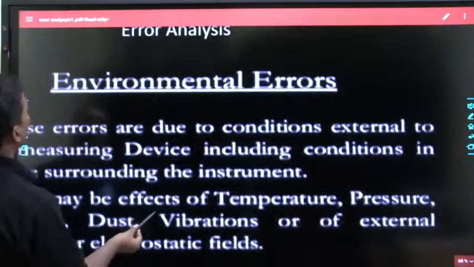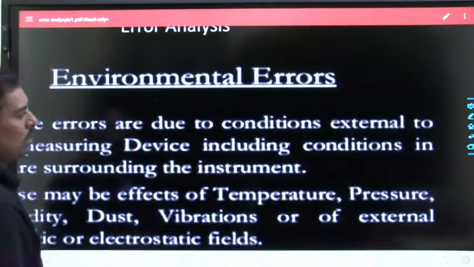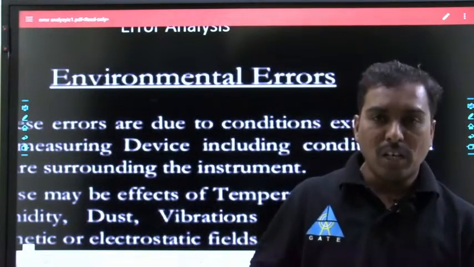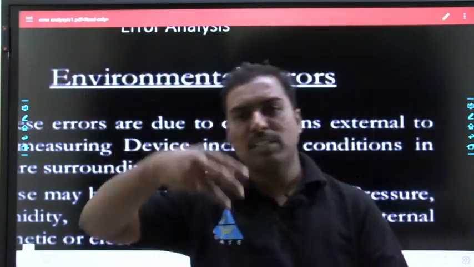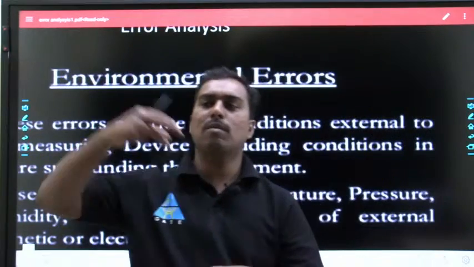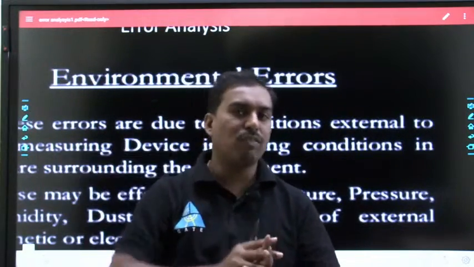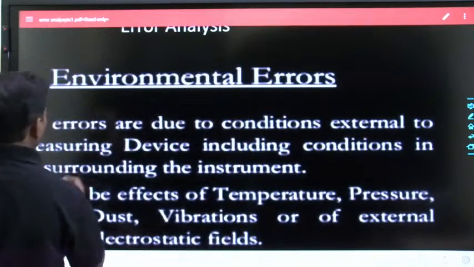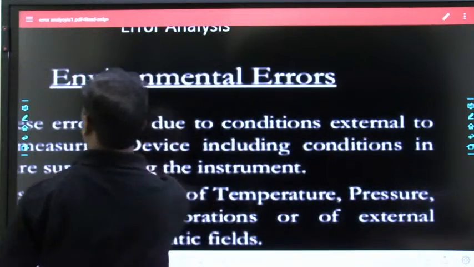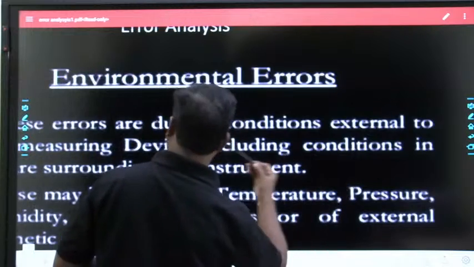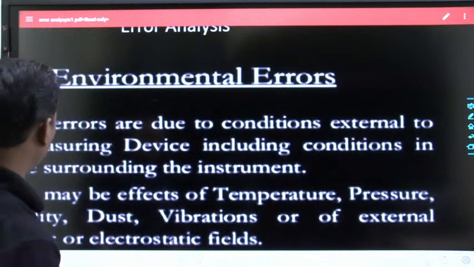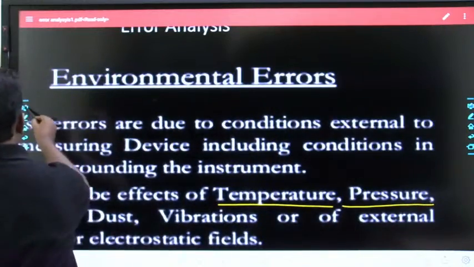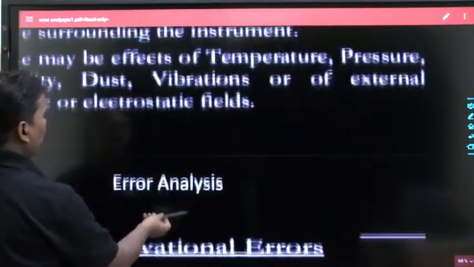Second comes environmental errors. Environmental errors are also important. What is environmental error? On your instrument, definitely some external temperature effect will be there. On your instrument, some external magnetic field effect will be there. These are not in your control. These are environmental errors: the errors due to the conditions of the external measuring device, including the conditions in the surroundings of the instrument. For example, it may be due to temperature or pressure. So errors are created due to temperature and pressure.